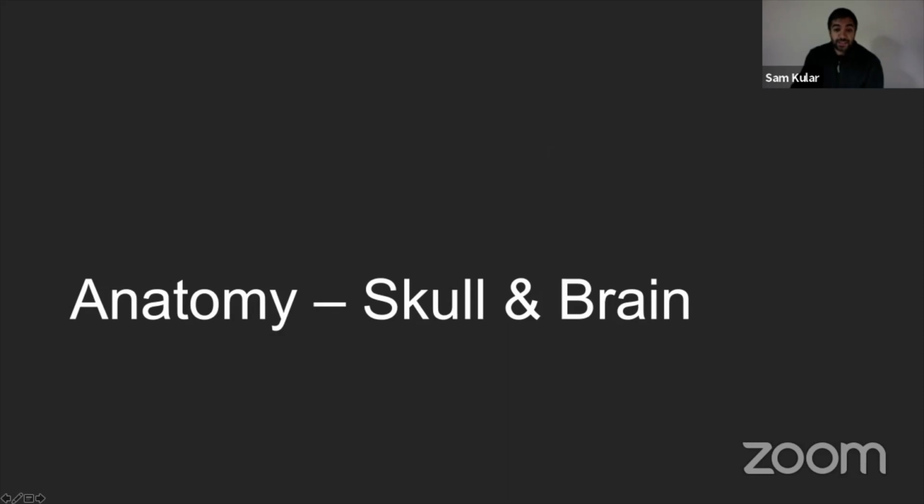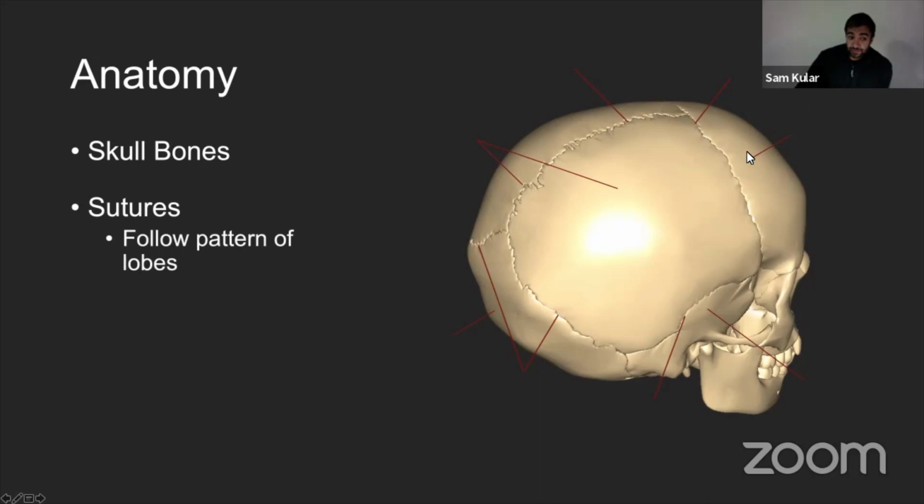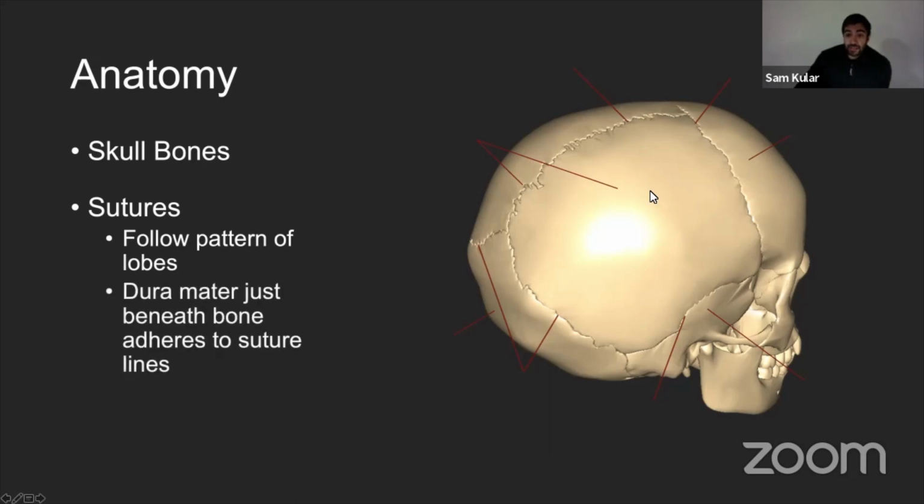So just some anatomy to start off with. The anatomy of the brain and skull is composed on the outside of skull bones and underlying sutures, which join the bones together. They follow the pattern of the lobes, which are named similar to sutures and bone pattern that we will come on to in just a moment. And then below the skull layer, we have a dura mater layer.